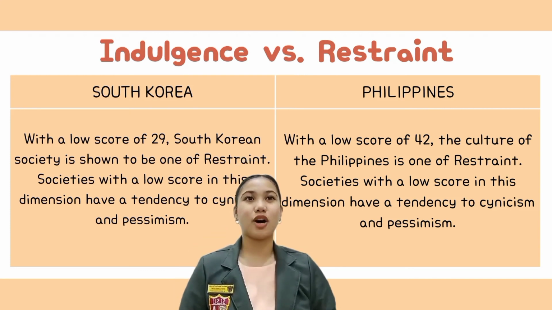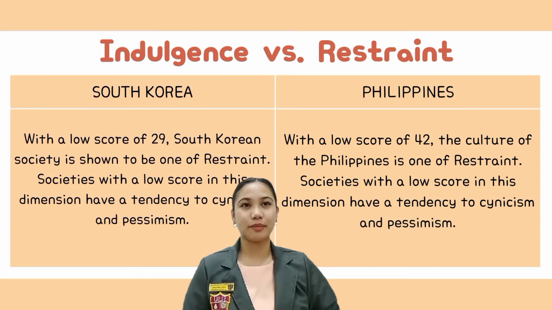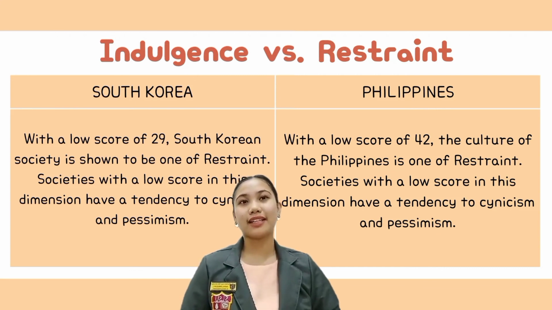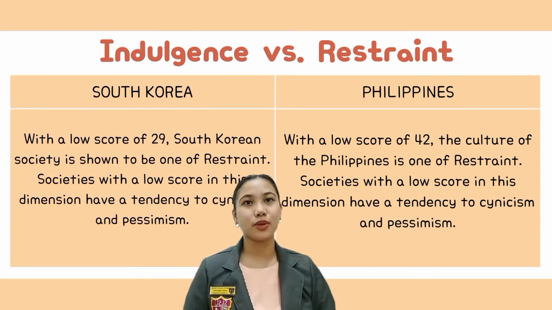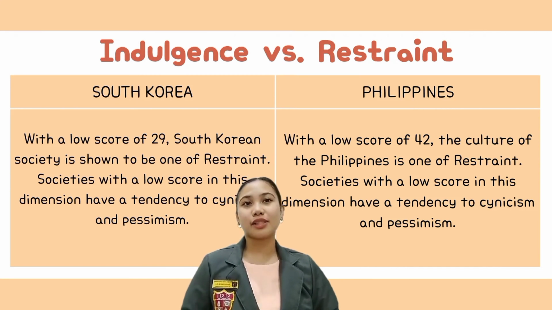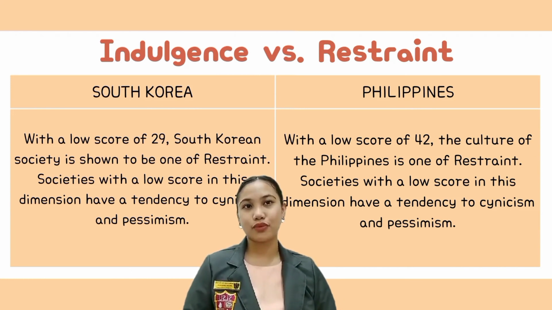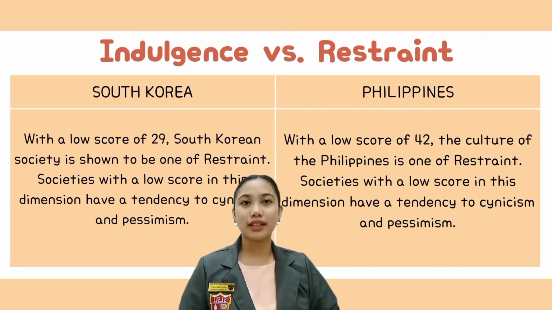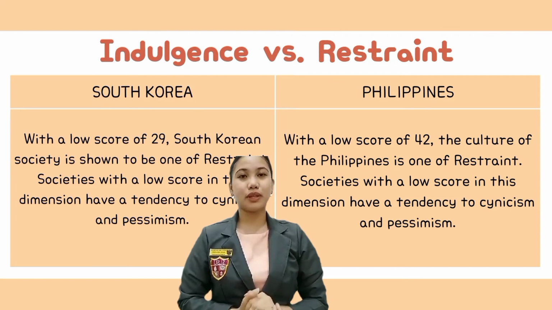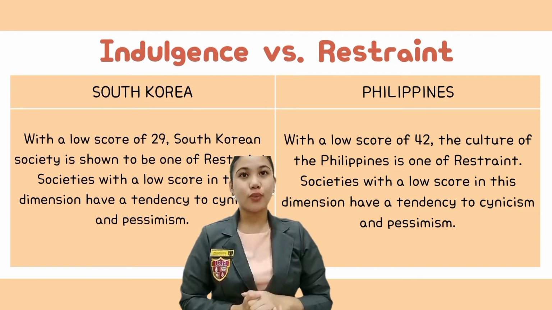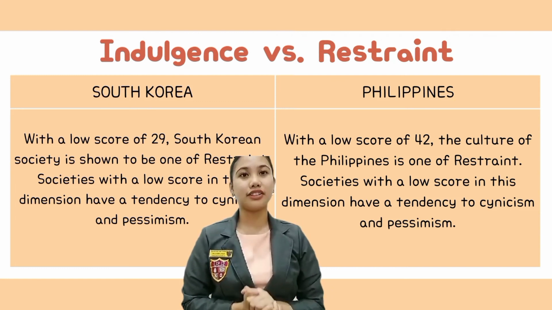An example of this is the opposite of what it is like here in the Philippines. If they have an examination, they will do a review a week before. As explained, they are not motivated by leisure, they are motivated by self-interest, and they do not emphasize free time, and they do not indulge themselves. And that's the difference between indulgence and restraint when it comes to different countries, the Philippines and South Korea.